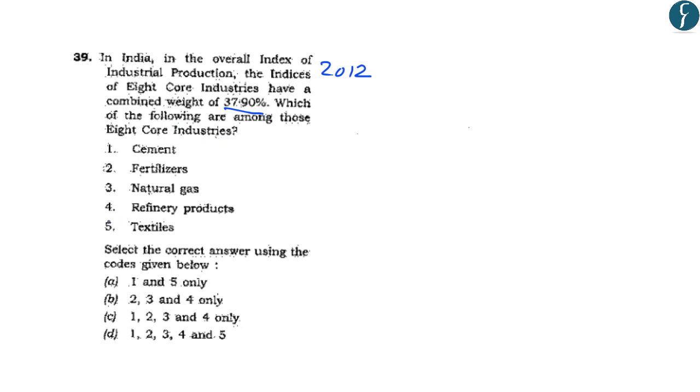So now the textile can be easily eliminated, and with this we can eliminate 2 options, that is A and D. So we are left with B and C. However, we know that cement is included in the core sectors. So the correct answer is C, 1, 2, 3 and 4 only. With this, let us move on to the next article.